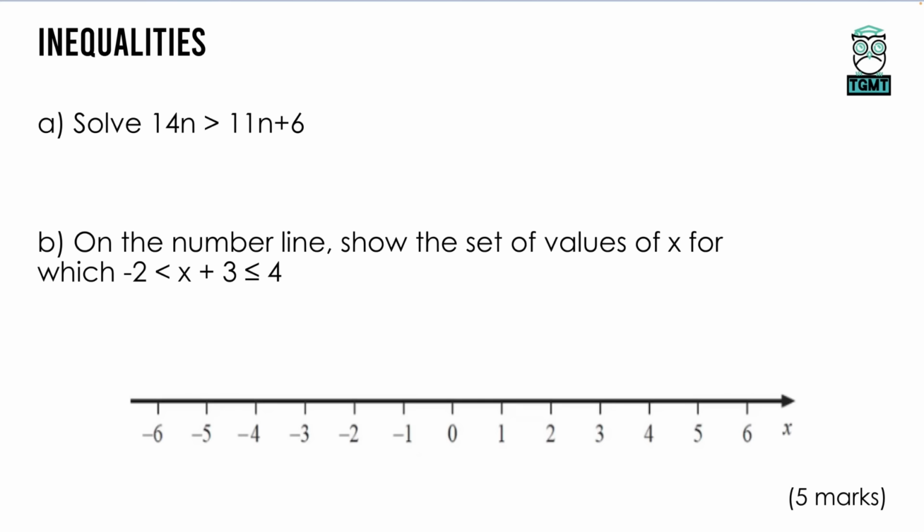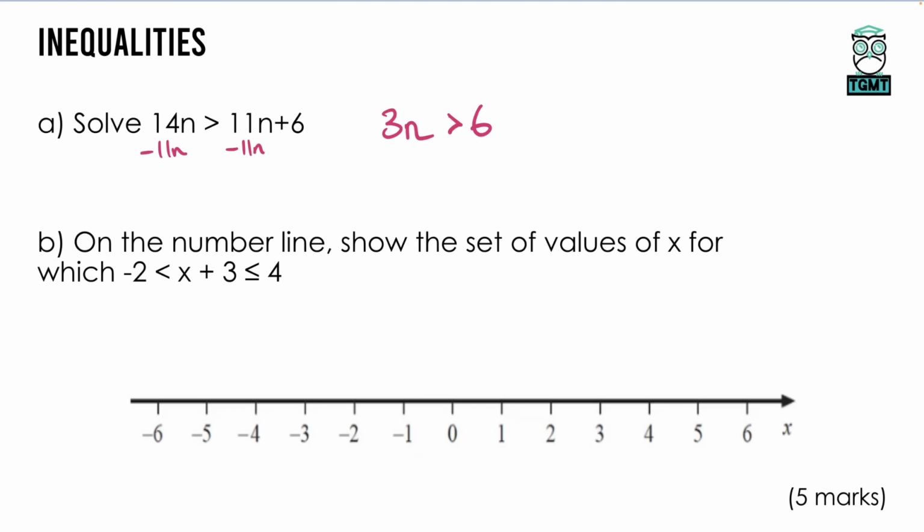When looking at inequalities, we could have to solve them, or we could have to draw them on number lines. This one here, we have an inequality with unknowns on both sides. Quite an interesting one, because we have just the 14n on the left of that inequality. When there's unknowns on both sides, identify the unknown which has the smaller coefficient, in this case the 11n, so we're going to minus 11n from both sides of our inequality, and that leaves us with 3n is greater than 6.